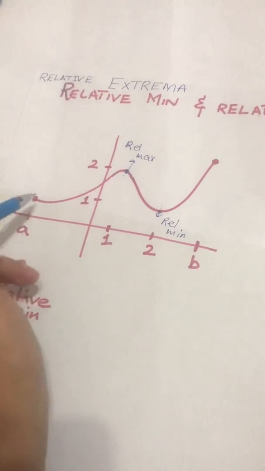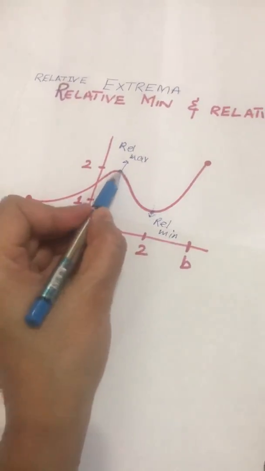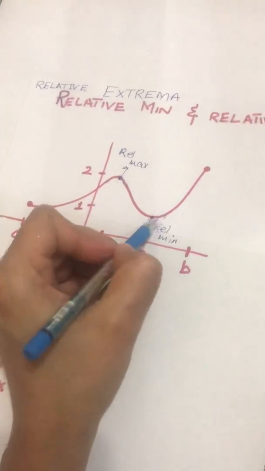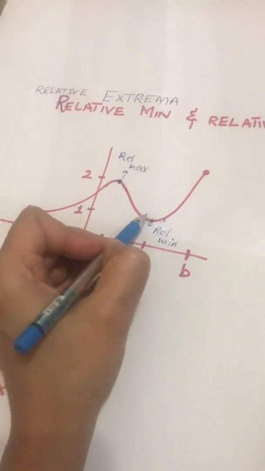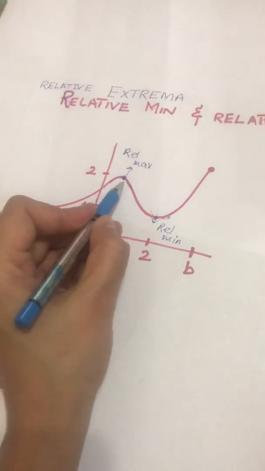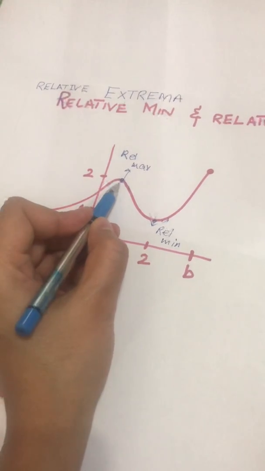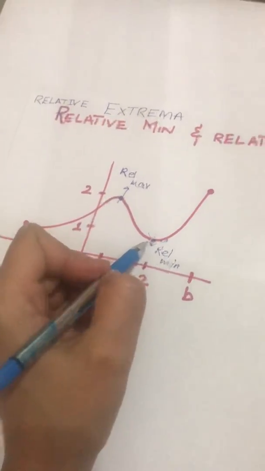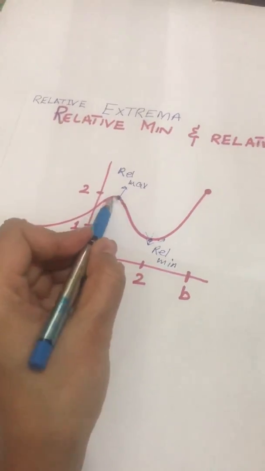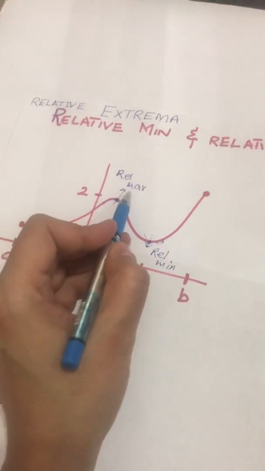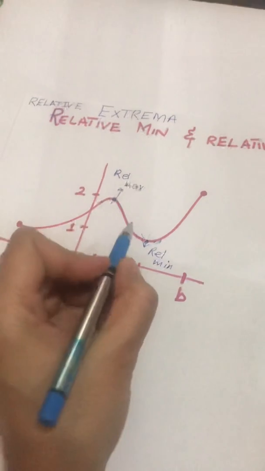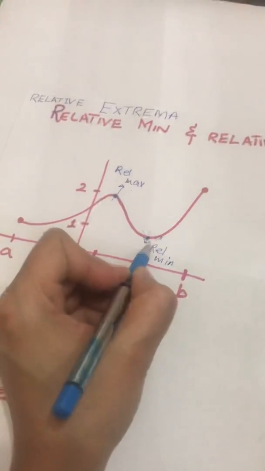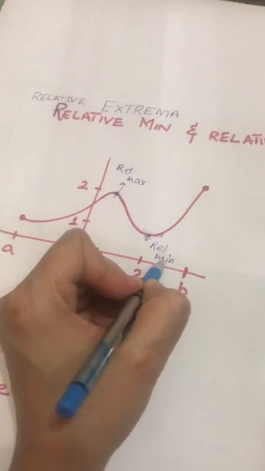So this is the graph. In the graph you can see that these are the turning points. So these two are the turning points of the graph. Or you can see that this is the highest peak of the mountain, or this is the bottom of the valley. So the peak of the mountain is also termed as relative maximum, whereas the bottom of the valley is also termed as relative minimum.